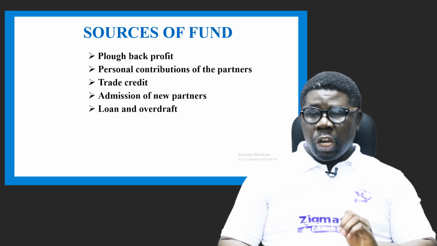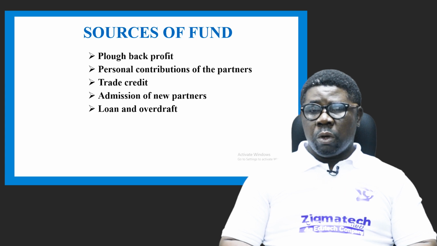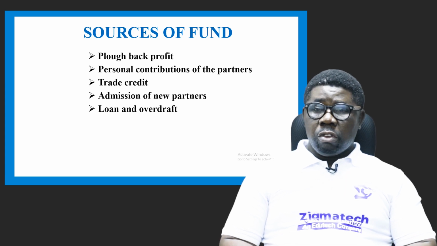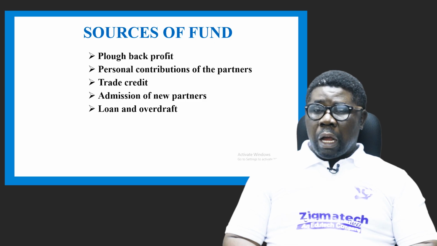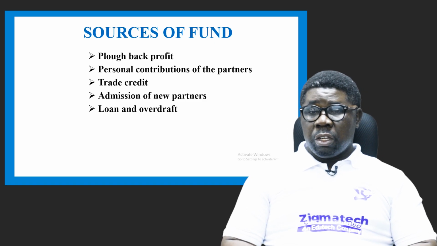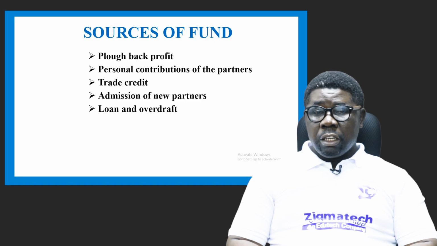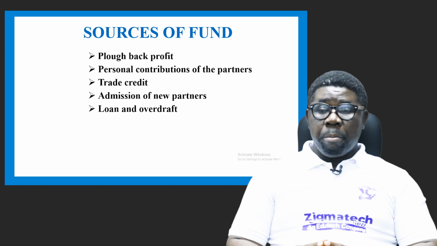Then you have trade credit. This is a normal thing that we know. Trade credit is a source of fund through which items, raw materials, or services are rendered to a business right now and payment is to be made at a later, agreed date. So you don't pay for items, you get the advantage of having them to use before payment is made.